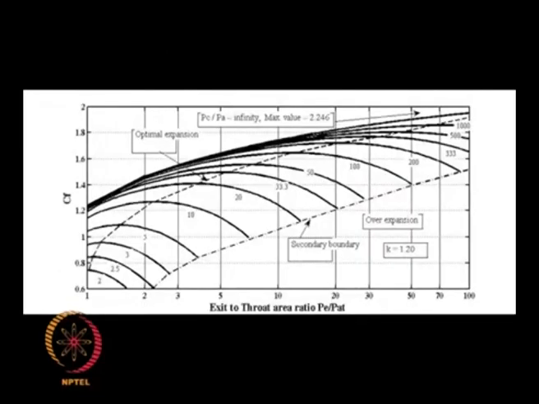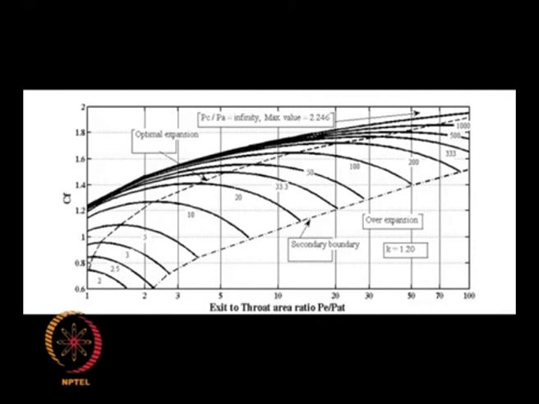Now if you look at this figure here, what you see plotted on the x axis is AE by AT, and on the y axis it is CF, okay, and this is plotted for different values of PC by PA, that is seen to increase in this direction, and finally it reaches infinity, okay. And the dotted line here that you see is the locus of all these maximas that you have here for each AE by AT. So if you connect them, you will get this line.